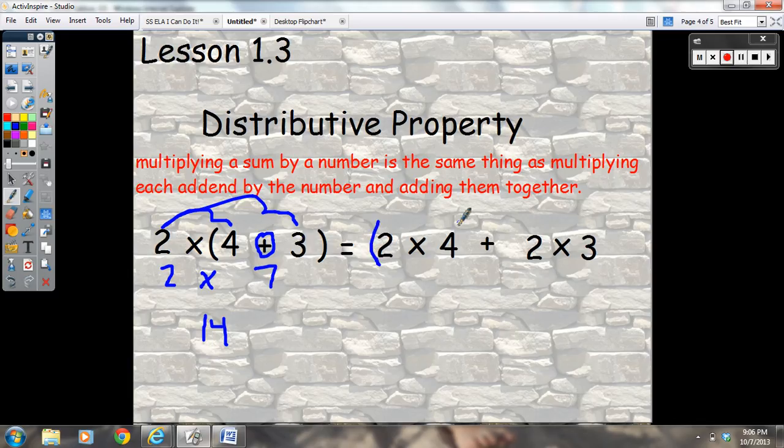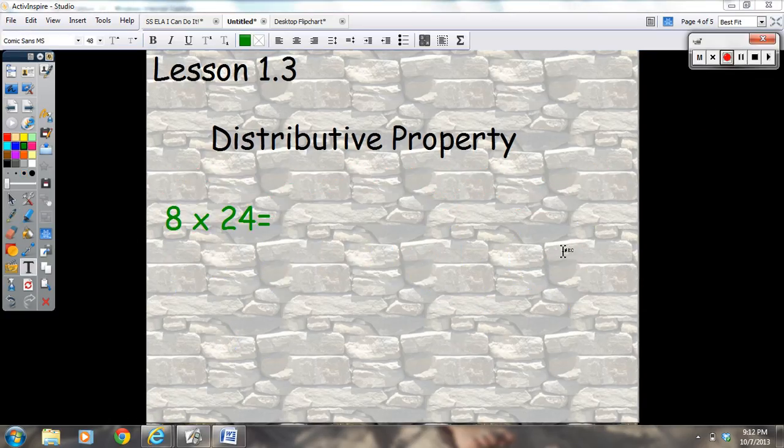So, we have 2 times 3, which I know is 6, and 2 times 4 is 8. We then add them together, and it works out, we get our answer of 14. And there's just one more way to look at the distributive property that I'm going to show you. Here's the final way I'm going to show you how the distributive property can work.